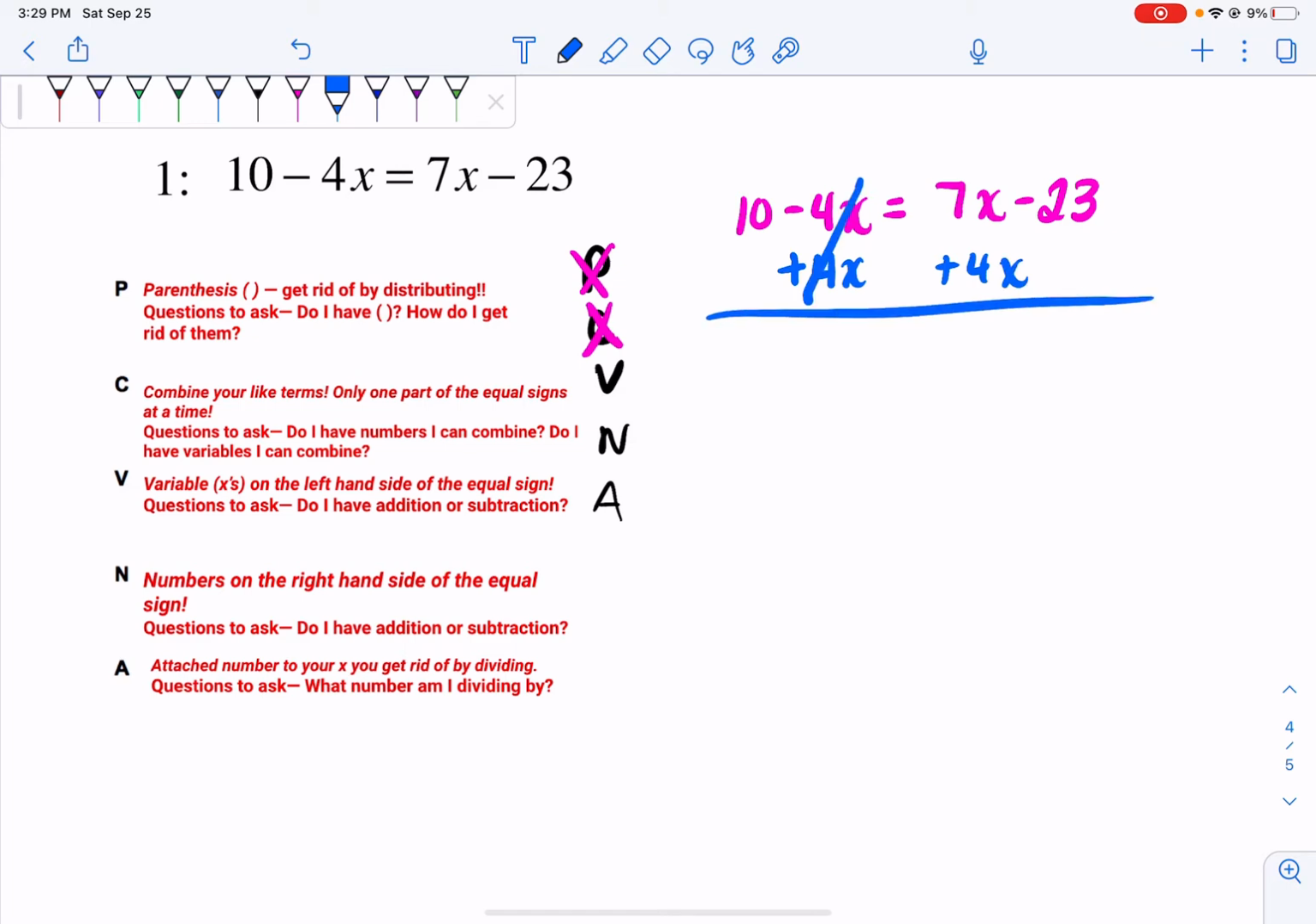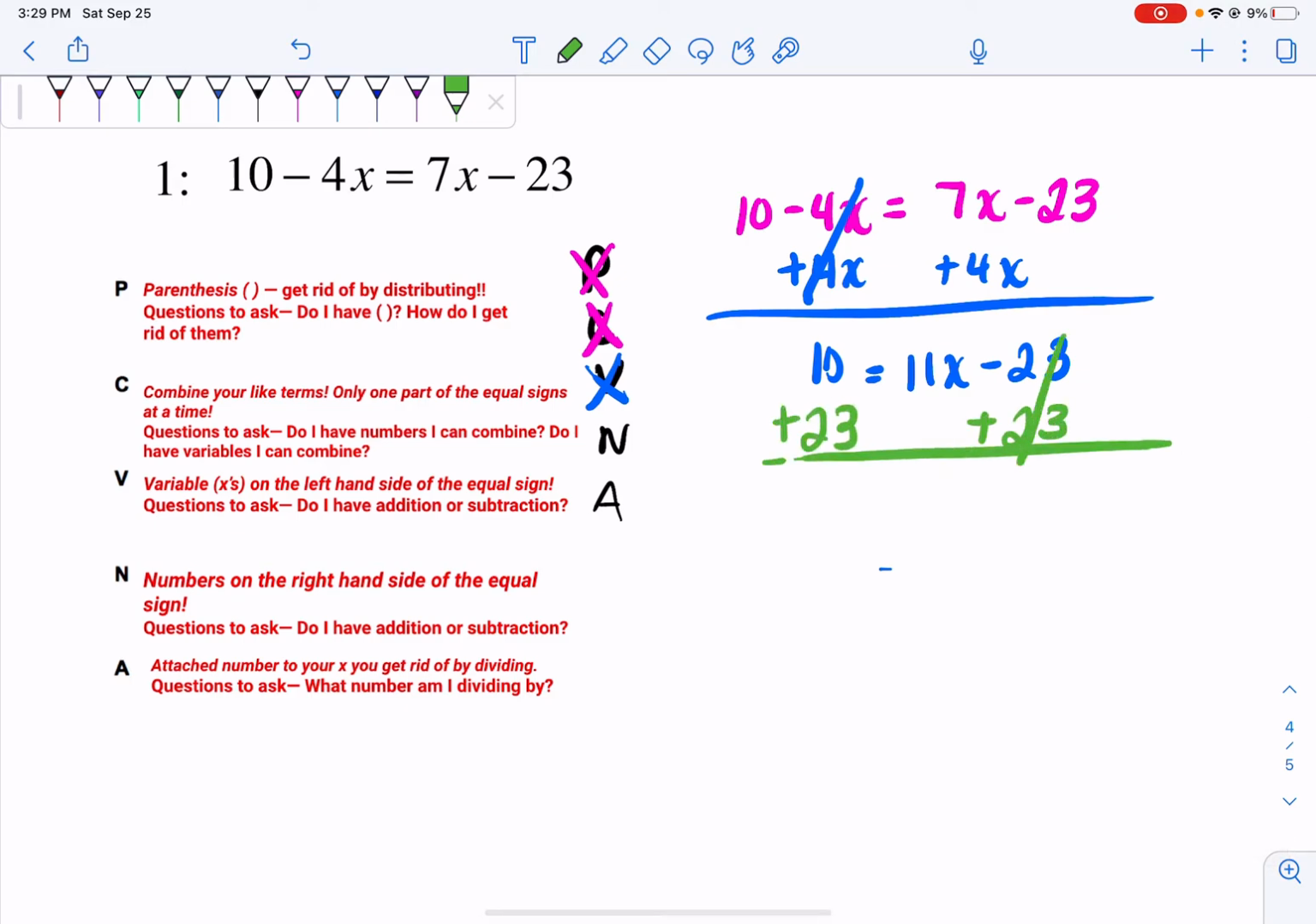So I add 4x, and my 4x's cancel, so I'm left with 10 equals 7x plus 4x is 11x, and then my minus 23. All my variables are on one side. Now I need to get my numbers on the other side. If you look, I have a number without a variable right here. I want to get this number to the left-hand side. So I have to ask myself, how do I get rid of a minus 23? I add 23. So I'm going to add 23 to both sides of my equation. So 10 plus 23 is 33. So I have 33 equals 11x.